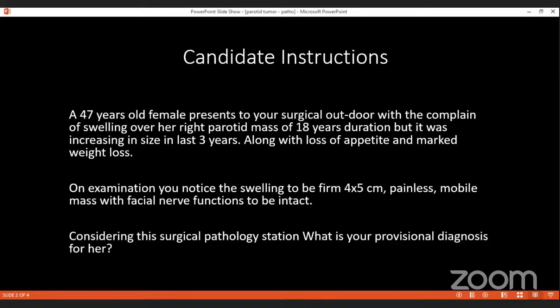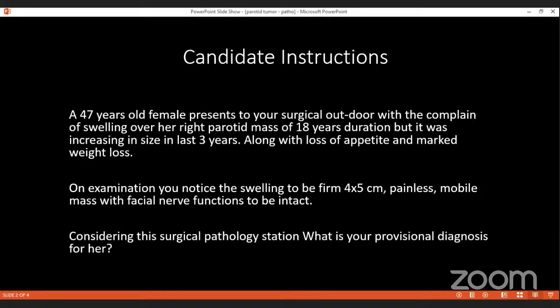The patient will present with parotid swelling, and the swelling will be firm in consistency, well demarcated, and mobile. It won't involve the overlying skin or the underlying structures, and usually facial nerve functions are intact. Good. Okay. Can you tell me what you understand by the term pleomorphic?